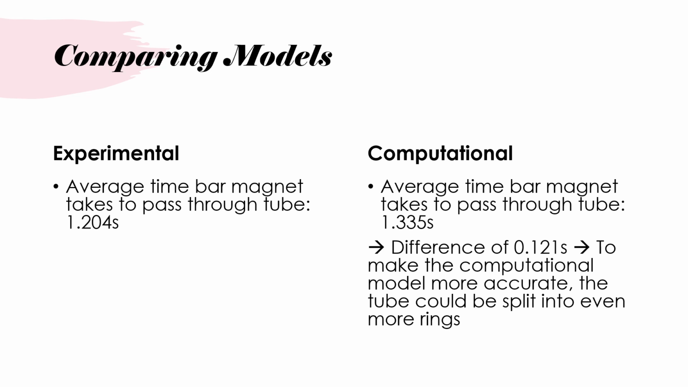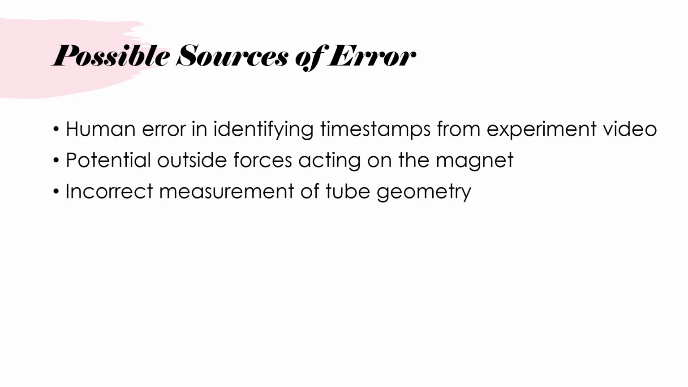To make this computational model more accurate, we could split the tube into more rings. Sources of error are human error in identifying the timestamps, the potential outside forces that could be acting on the magnet outside of the magnetic and gravitational force, and incorrect measurement of the tube geometry.